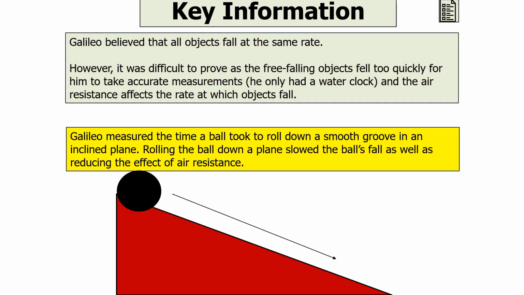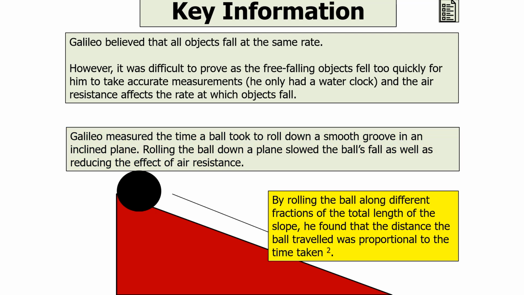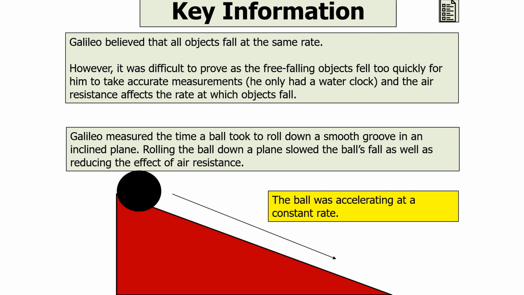So Galileo measured the time a ball took to roll down a smooth groove in an inclined plane. Rolling the ball down a plane slowed the ball's fall as well as reducing the effective air resistance. So as the ball goes down the slope it accelerates. So by rolling the ball along different fractions of the total length of the slope, he found that the distance the ball travelled was proportional to the time taken squared, and that the ball was accelerating at a constant rate.